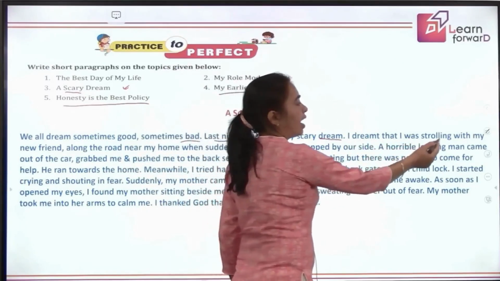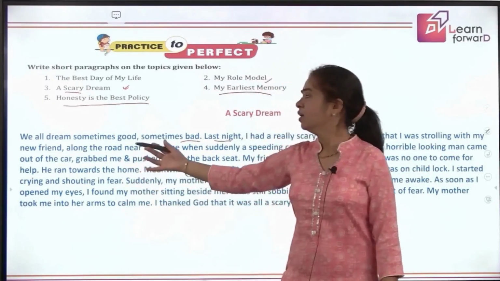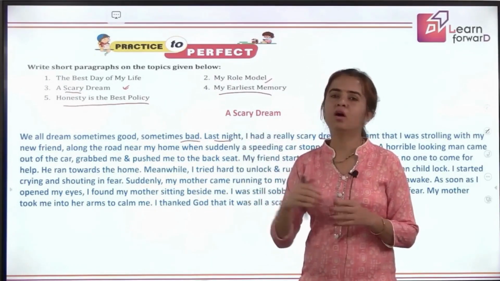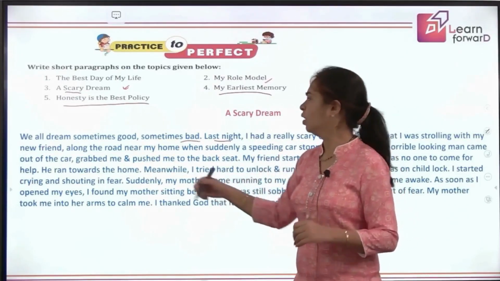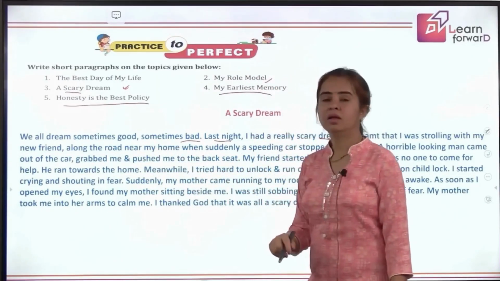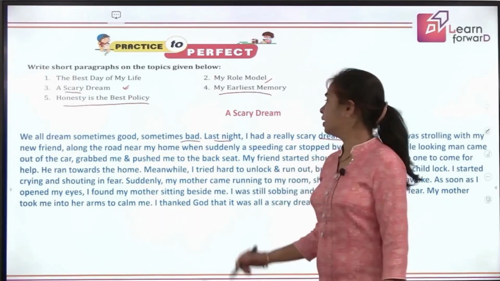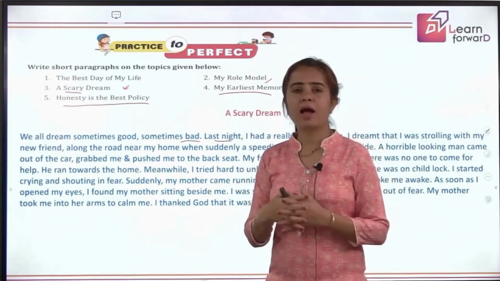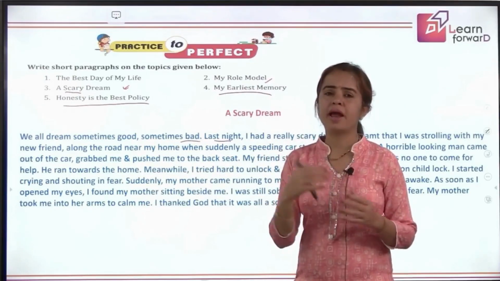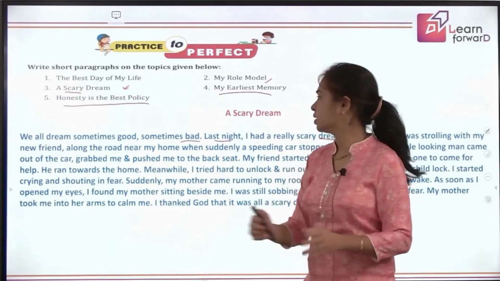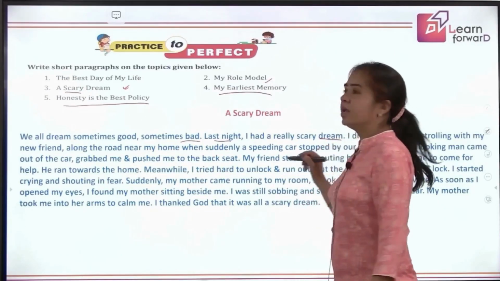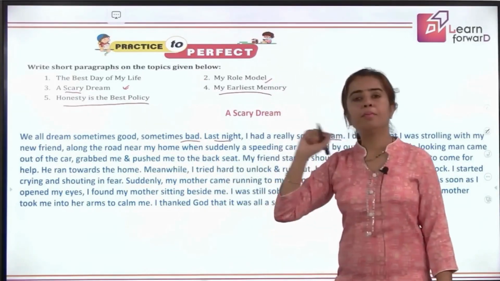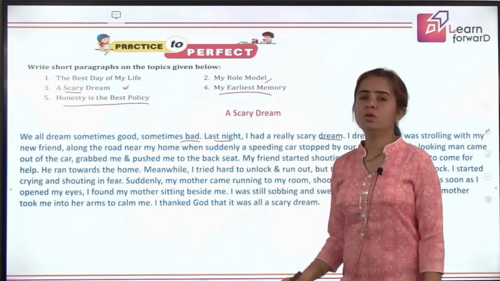I dreamt that I was strolling with my new friend. So you had a friend and you just went out for a normal walk along the road near my home, when suddenly a speeding car stopped by our side. You were just strolling with your friend, and suddenly a car coming at good speed stopped by your side. A horrible looking man came out of the car and he grabbed me and pushed me to the back seat. So he just wanted to lock you there at the back seat.